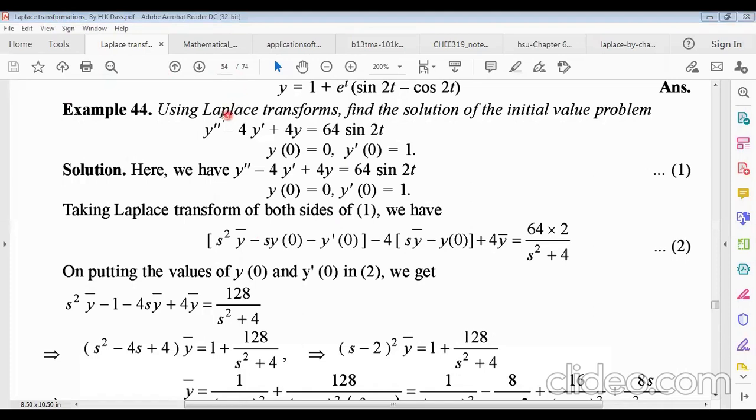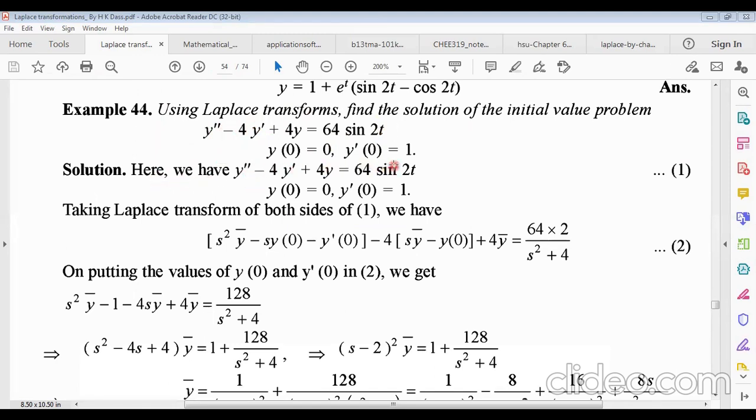Now another example. Using Laplace transform, find the solution of the initial value problem. This is a second order differential equation, with y(0) equals 0 and the first derivative of y(t) equals 0 at t equals 0. Here t is the independent variable and y is the dependent variable, remember it. It is an ordinary differential equation.